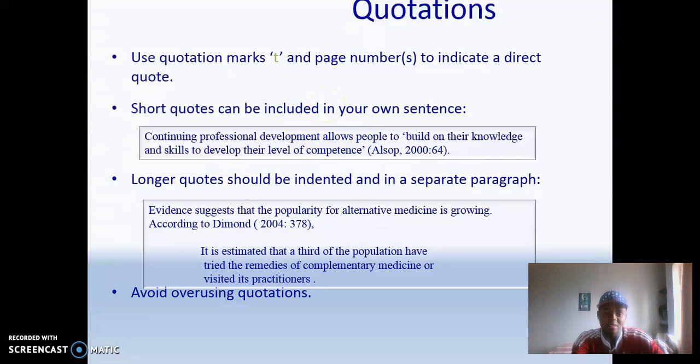Another tip would be to avoid overusing quotations, as they seem unprofessional and unacademic as time goes by.